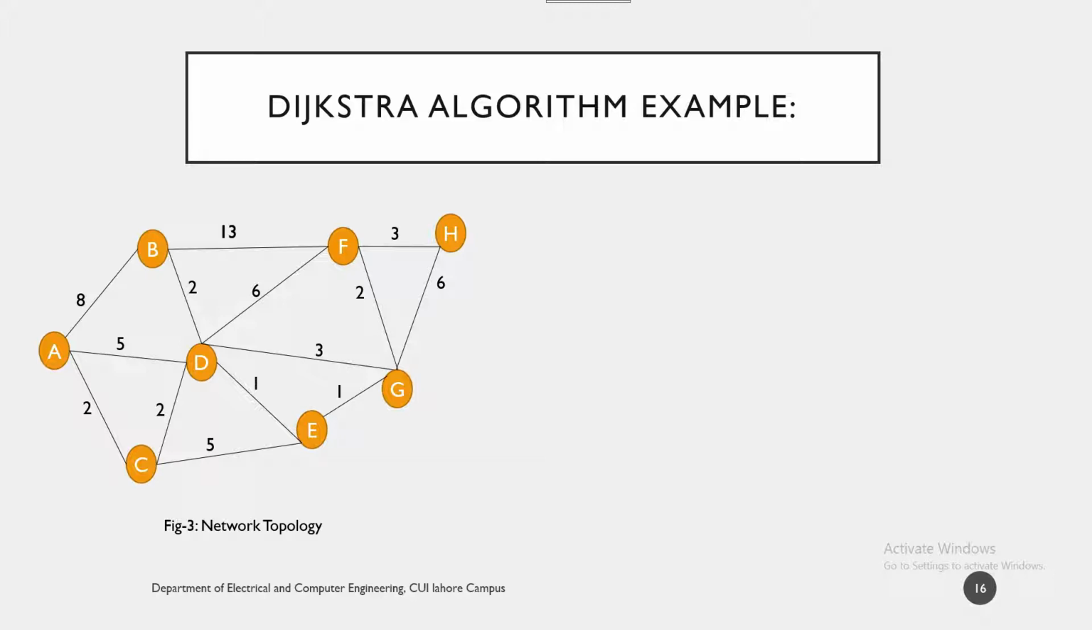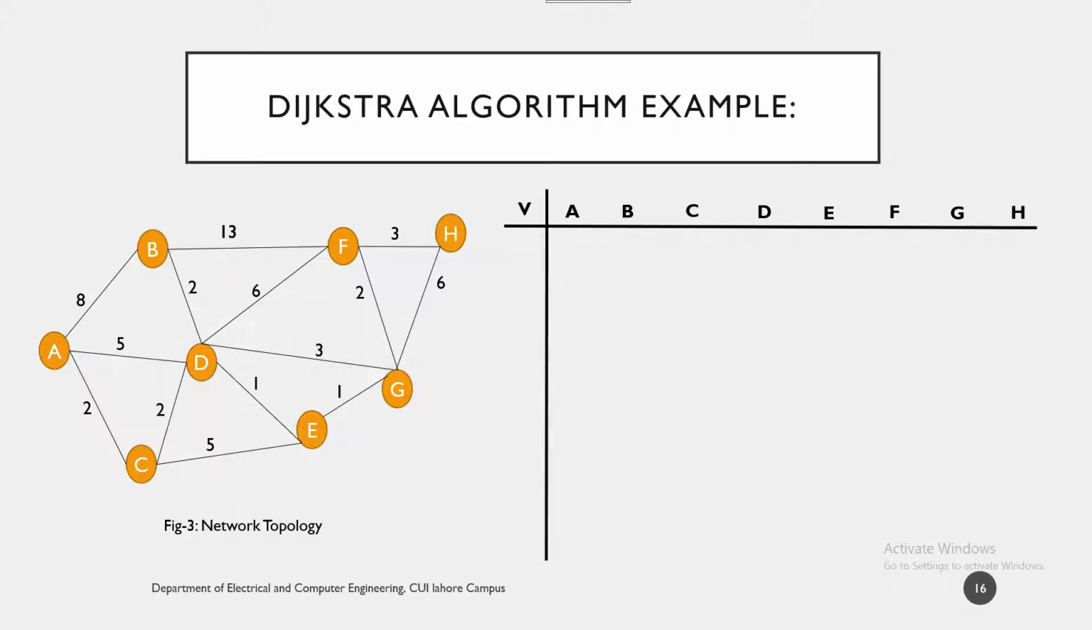Let's consider an example to understand Dijkstra in detail. We have an interconnection of routers or nodes from A to H, and each link has an associated cost to reach the end destination. We consider router A or node A and calculate its shortest path to reach each node in the network. We have now vertex A and write every node in row, that is from A to H.